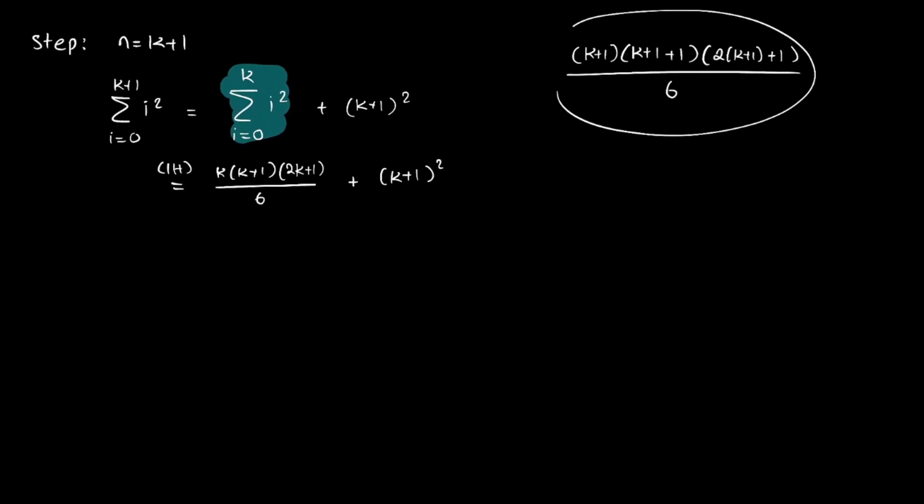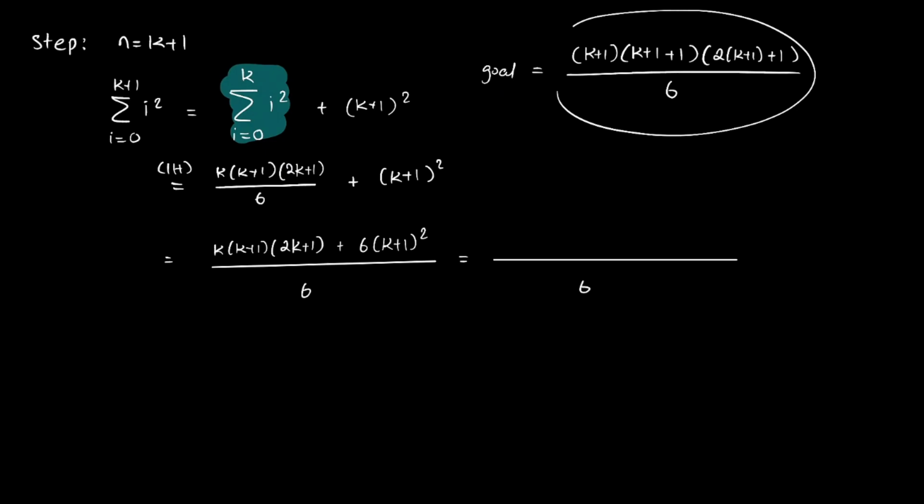Okay, so now we have our goal. Let me just clarify, this is the goal so we don't get confused. So this is what we're trying to prove. Well, let's see what we can do. We can merge these two into the same fraction by multiplying the k plus 1 squared by 6. So this is going to be k times k plus 1 times 2k plus 1, plus 6 times k plus 1 squared, all over 6. Here we can take a factor of k plus 1 out.